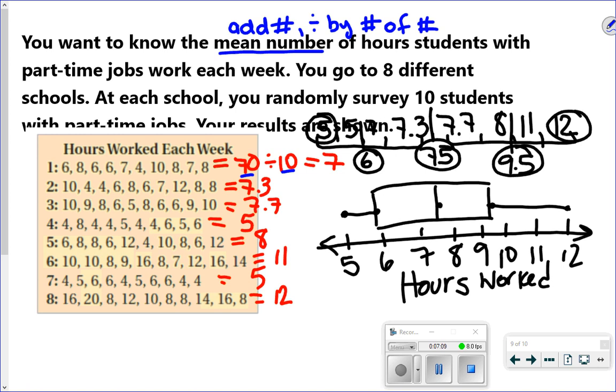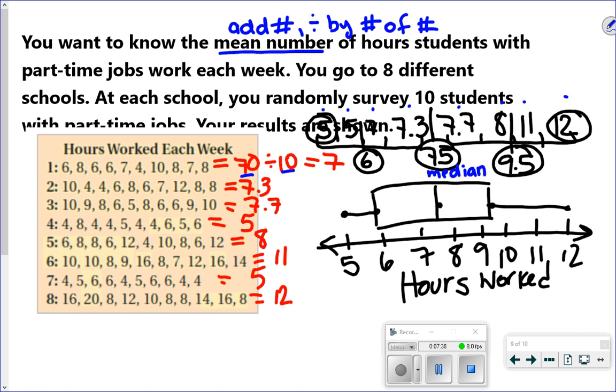Then I need to do my box and whisker plot. So I'm going to order them least to greatest, which I did up here. Here they are: 5, 5, 7, 7.3, 7.7, 8, 11, and 12. And then I did my 5 number summary. So I crossed off side to side. I found 7.5. That's my median.